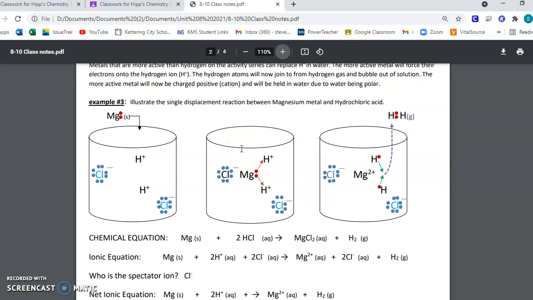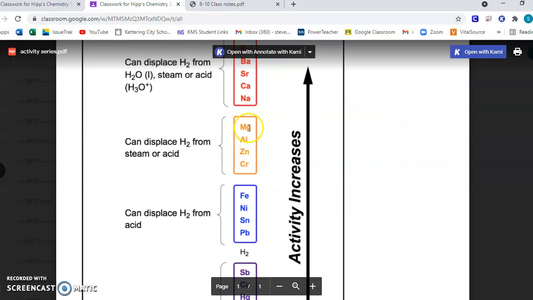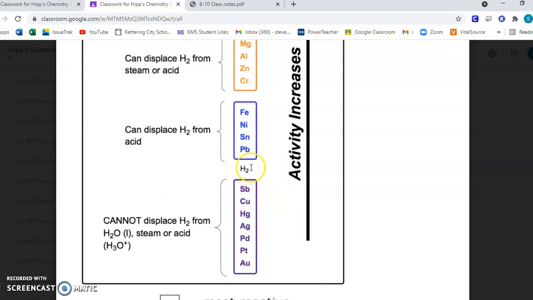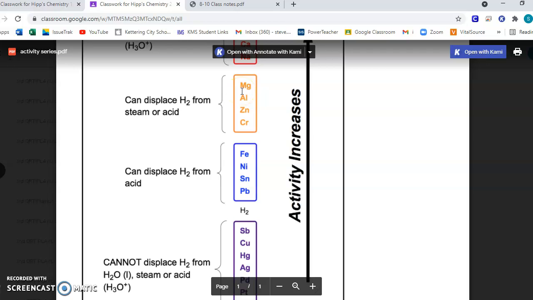Right here, in our first example, they're dropping magnesium into a solution containing hydrochloric acid. Well, can magnesium replace the hydrogen ion when hydrochloric acid dissociates into the hydrogen ion and the chloride ion? Let's take a look at the activity series. Here's magnesium right up here. There's hydrogen right down there. So yes, magnesium can force the hydrogen ion out of solution.